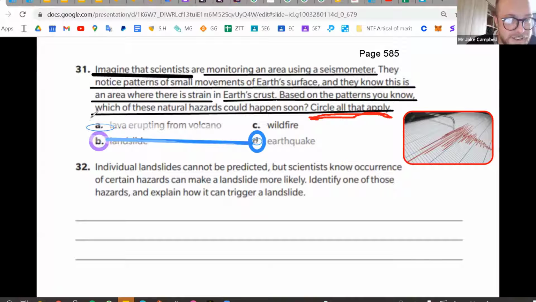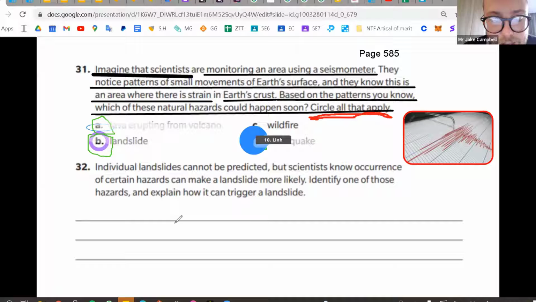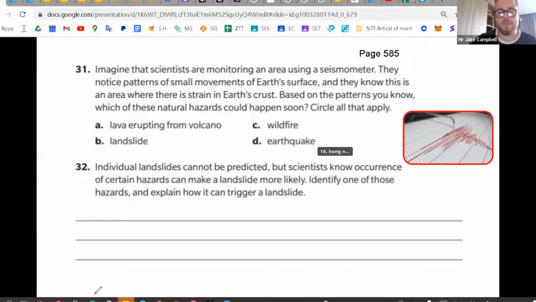Okay, class, let's highlight the correct answers on my screen now. Some of you have already done it. Which ones are correct? It's super easy. Okay, brilliant. Yes, we've got A, B, and D. Fantastic. Lava erupting from volcanoes, landslides, and earthquakes. Brilliant stuff. Now, we're going to move on to question 32.